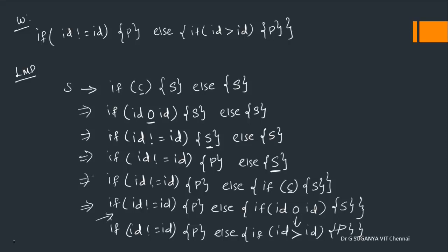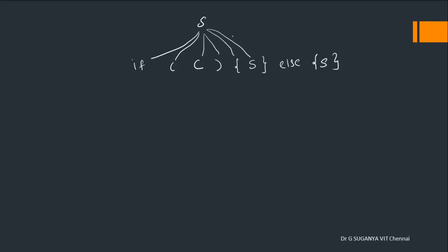So this is the leftmost derivation. In case you want the rightmost derivation, first S has to be expanded, followed by this S and followed by this condition. That's it. Then while drawing the parse tree, again S gives many children: if, left bracket, condition, right bracket, S, else, S. All these are children that emerge out of your start symbol.